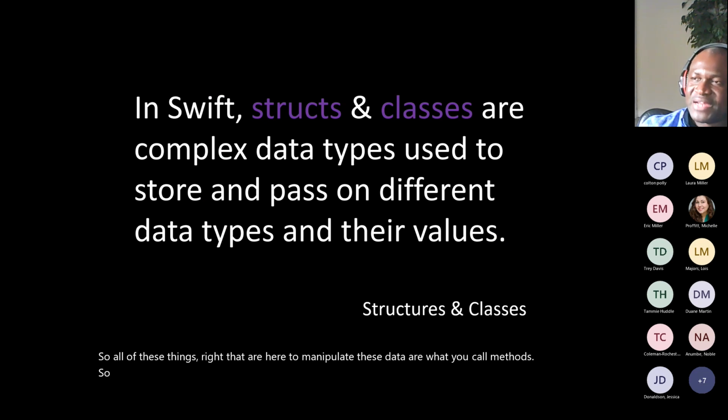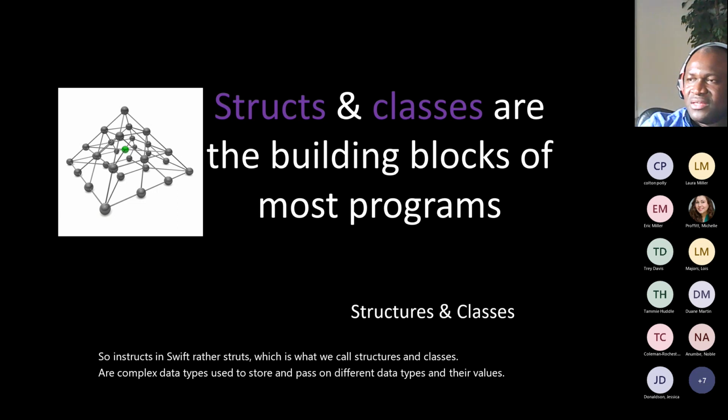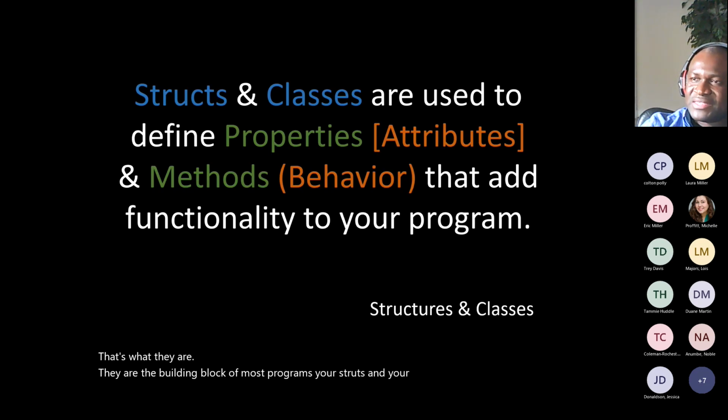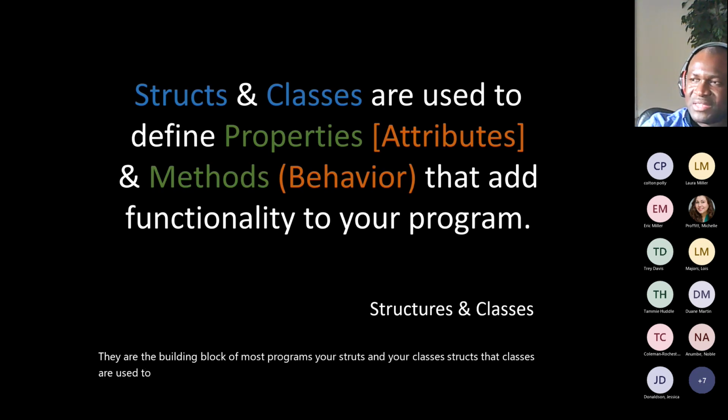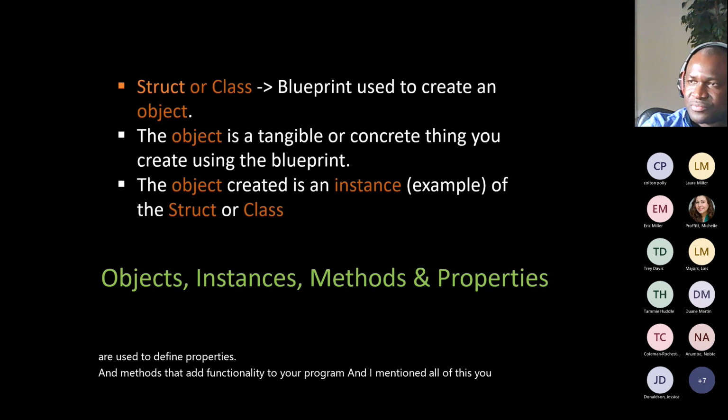Structs, in Swift rather, structs, which is what we call structures, and classes are complex data types used to store and pass on different data types and their values. That's what they are. They are the building blocks of most programs, your structs and your classes. Structs and classes are used to define properties and methods that add functionality to your program.